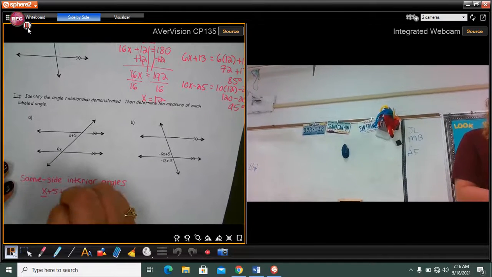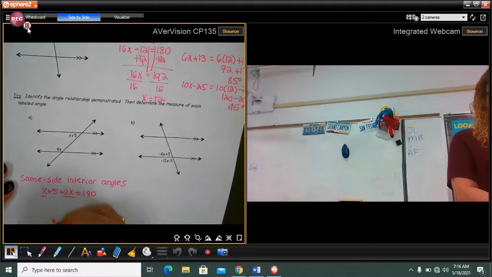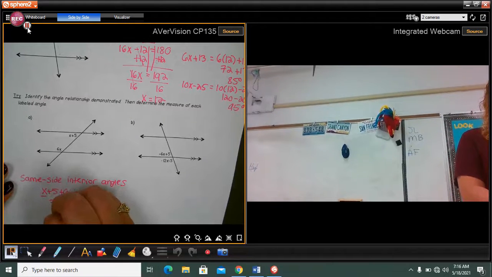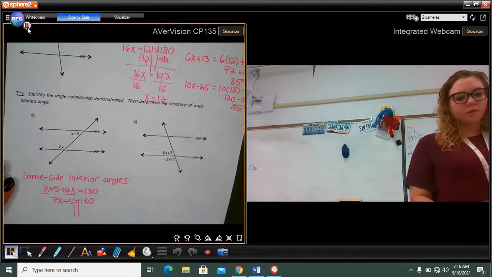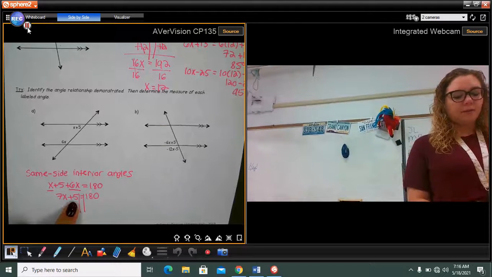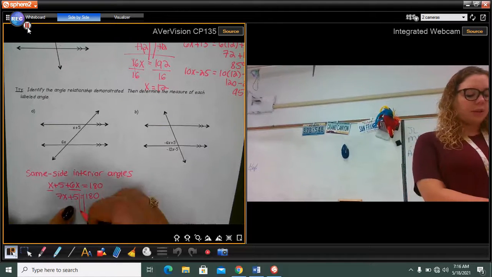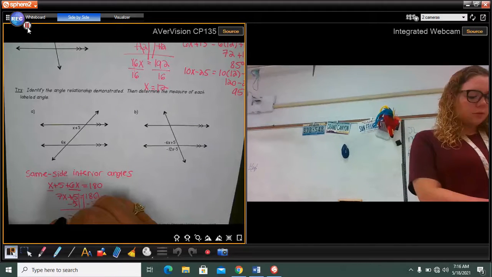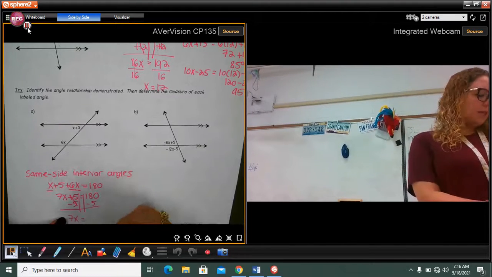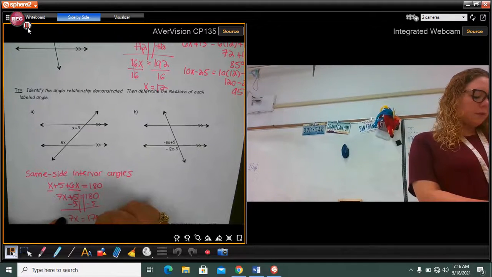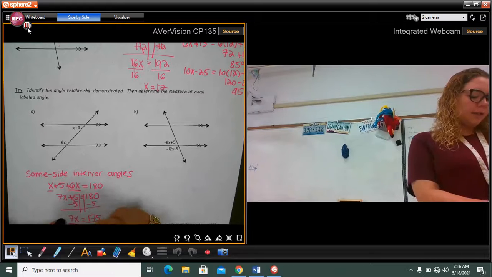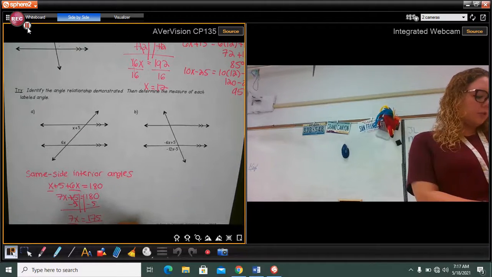Combine like terms. 1x plus 6x is going to give me 7x. Two-step equation. First, undo adding and subtracting. So move this positive 5 over the bridge. I need the inverse, so I'm going to subtract. 180 minus 5 is going to give me 175. Then divide by 7, and I'm going to get x to equal 25.